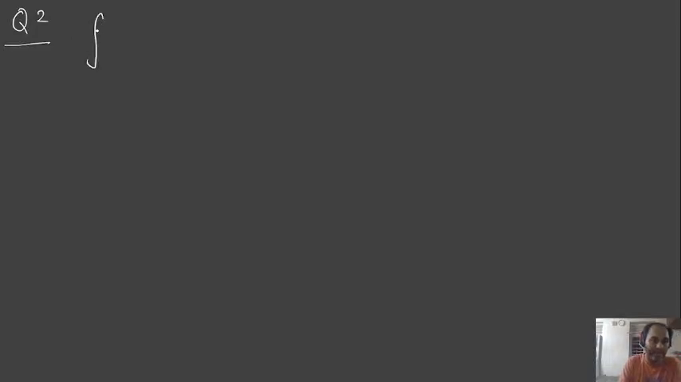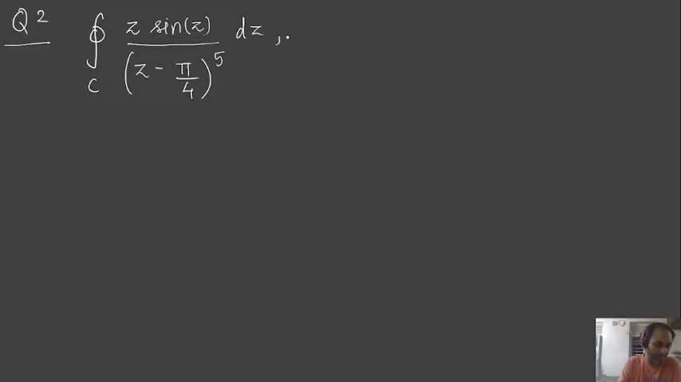The example is integral z sine z divided by z minus pi by 4 whole to the power 5 dz, where c is z minus pi by 4 equal to pi. This is a good question, and it's a very non-trivial question, and you just have to learn to understand the numbers carefully. That's it.